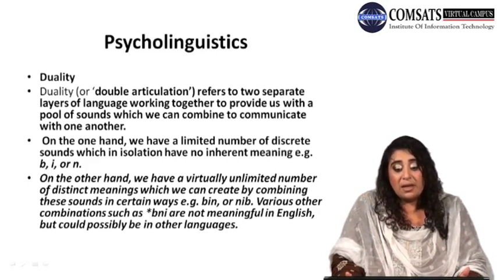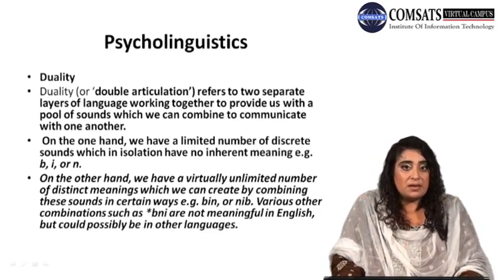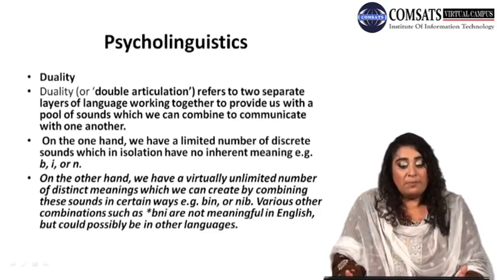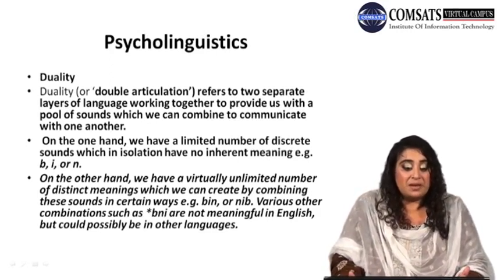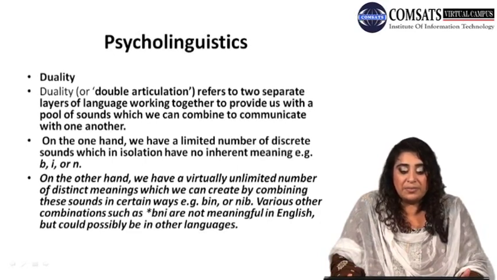On the one hand, we have a limited number of discrete sounds which in isolation have no inherent meaning. For example, B, I, or N. Now, A is not only a sound, but A is used as a word also. A flower, a book, a person. But B, I, or N, these three cannot be used individually. In isolation, they don't have any inherent meaning.